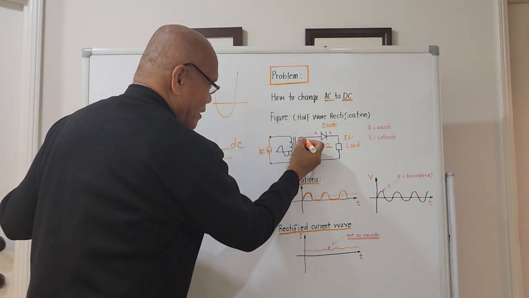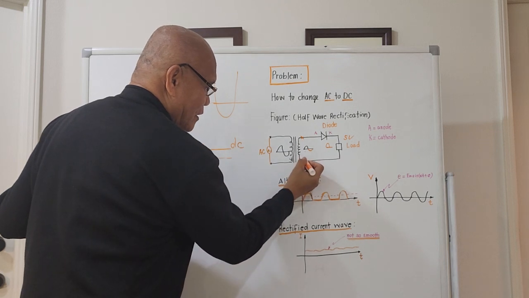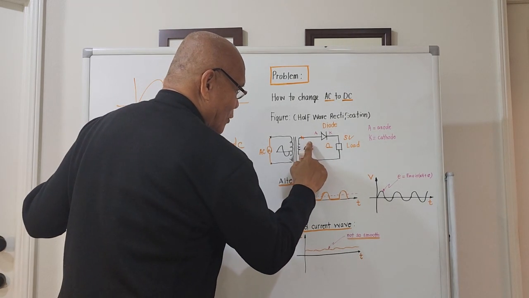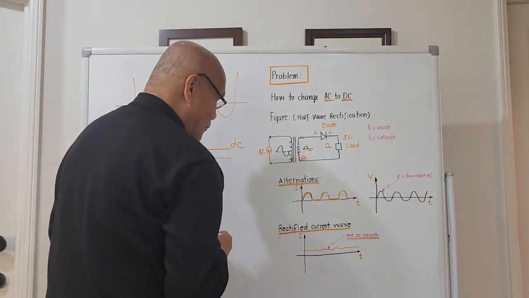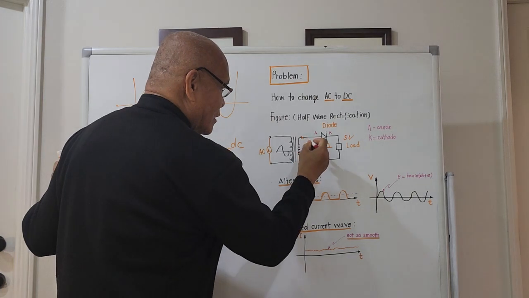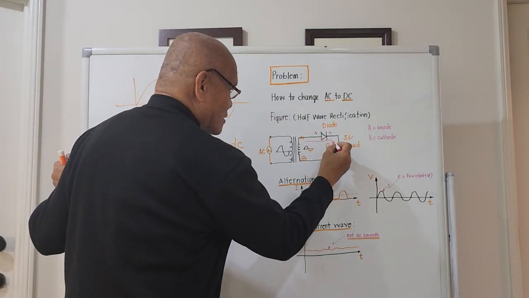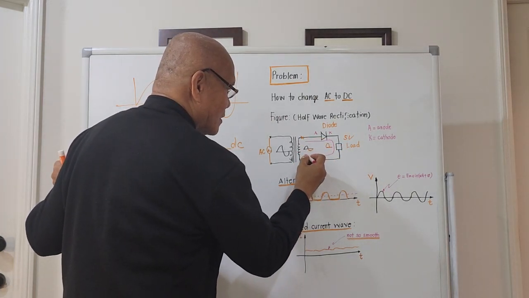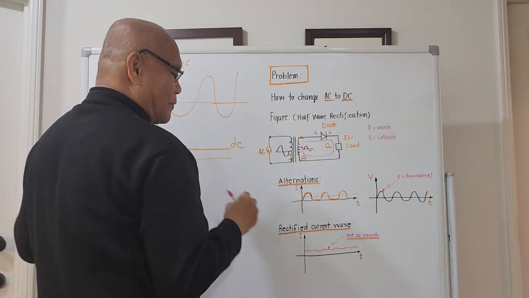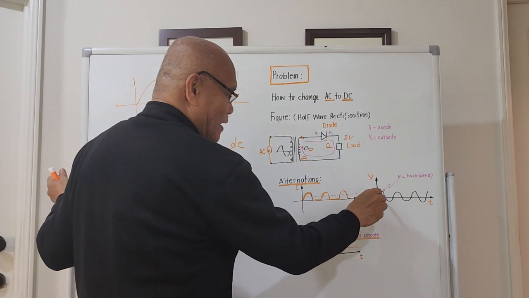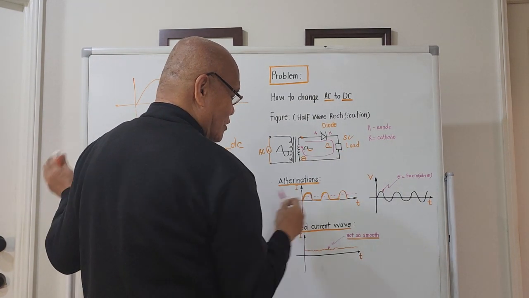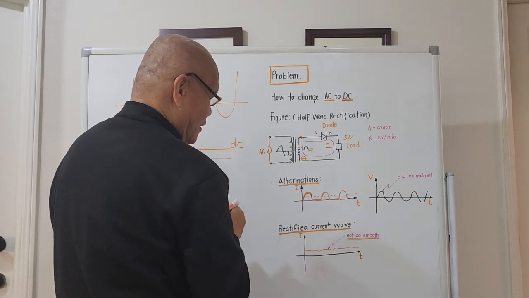When this point here is positive and this will be negative, current will flow like this. So I will place it in the red marker. Current will flow like this, then it will go back here. That's for the positive alternation. The current that passes through the load is actually this portion here. It is this, the first one.